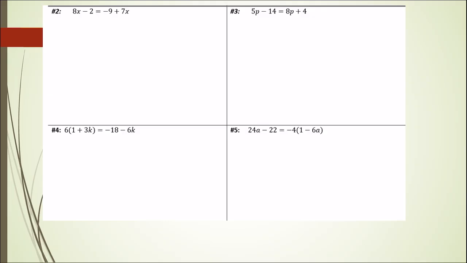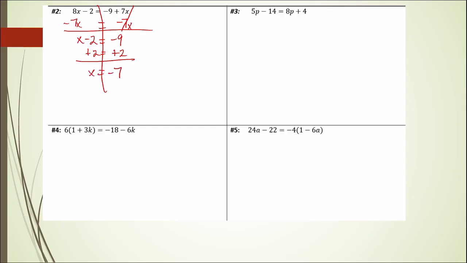All right, for those of you who decided to either stop or keep watching through, let's go through and solve these. Fewer variables is the 7x. I'm going to subtract 7x from both sides. We get 8x minus 7x is 1x minus 2 is equal to negative 9. All right, so there we are. Now we're going to add 2, and we get x is equal to -7.